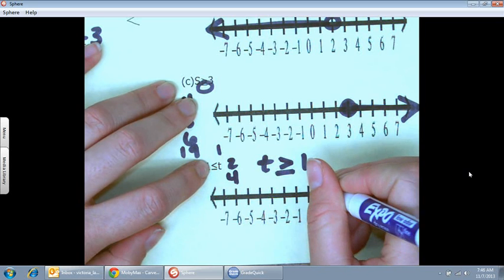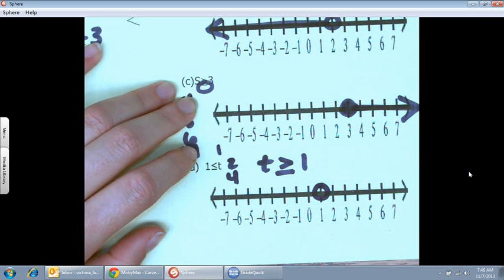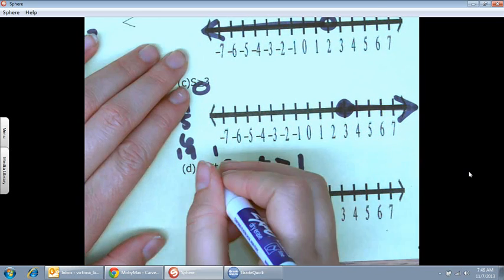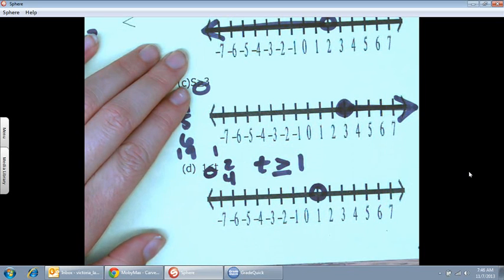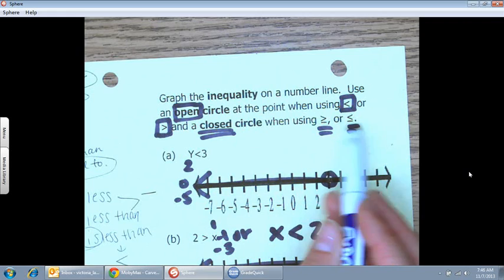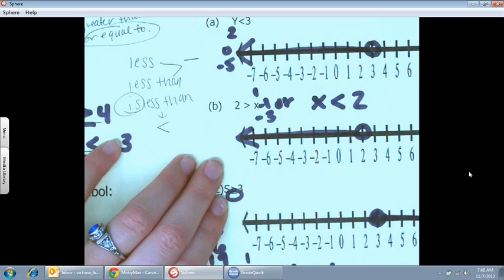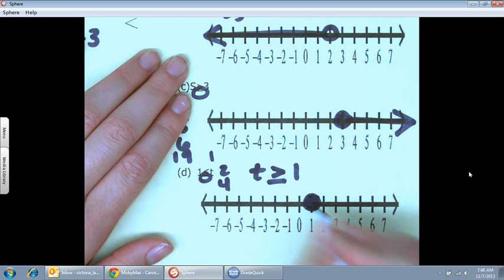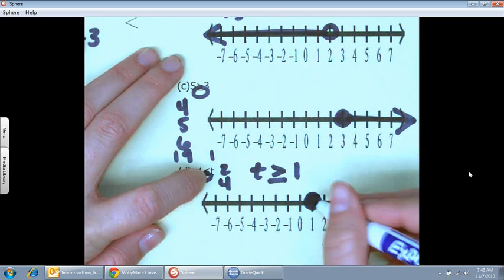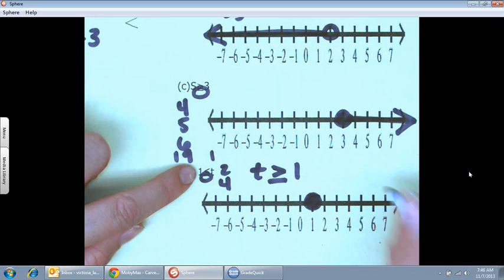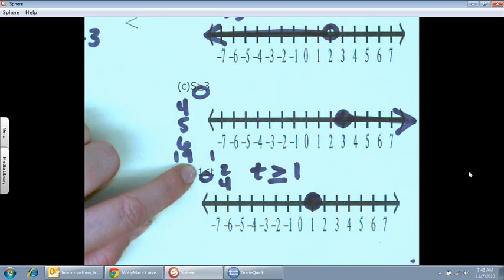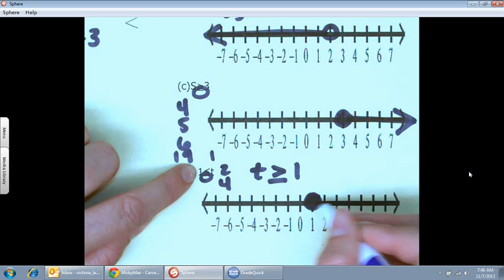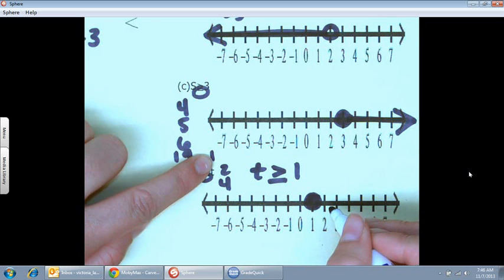Now it's going to be open or closed. Well, we have this equal to line underneath it. And remember, when it has those or equal to lines, we're going to use a closed circle. So we're going to come back here, and we're going to fill in our circle. And then we have to draw our arrow towards the solution. Well, I know that 1's a solution, but that doesn't tell me which way my arrow goes. Do you see what I'm saying? So we need to use a different solution.